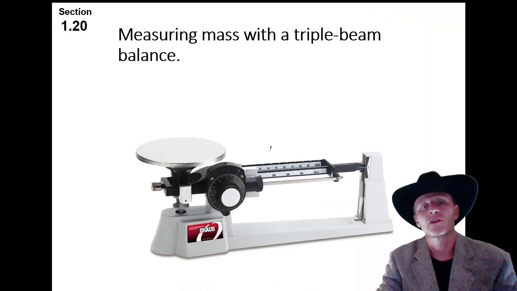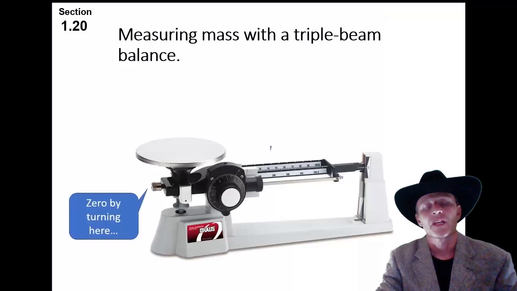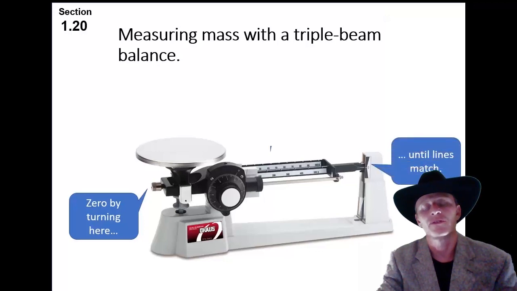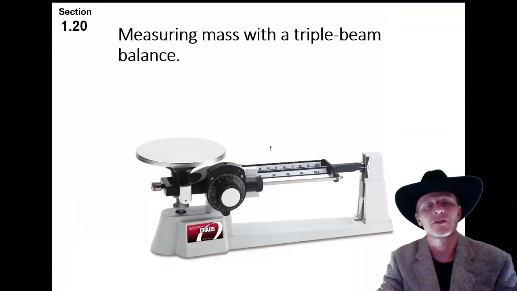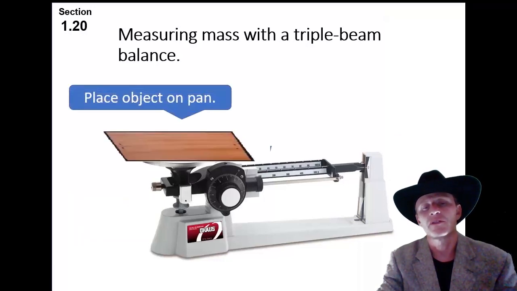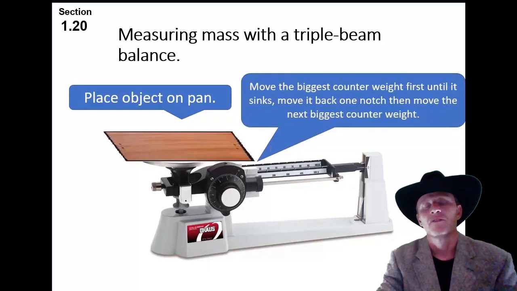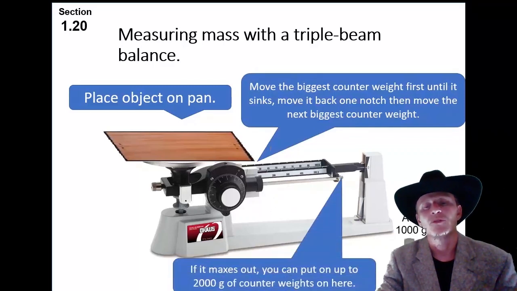Also, you want to know how to work triple beam balances. Triple beam balances can be zeroed by turning the knob on the left and watching on the right until the lines match. When they match, you got it balanced, then you can put your weight on there. So place an object on the pan and then start with the heaviest mass first until it sinks, then go one back and then go to the next biggest. And keep doing that until you get to the ones digit.